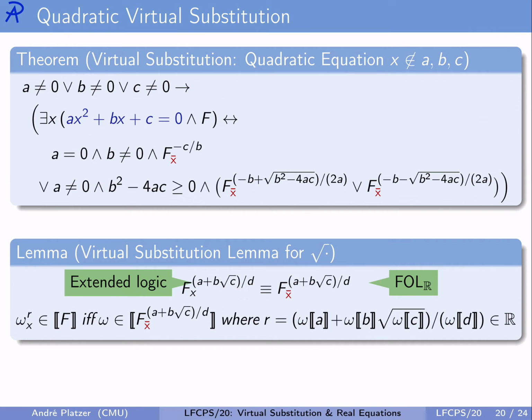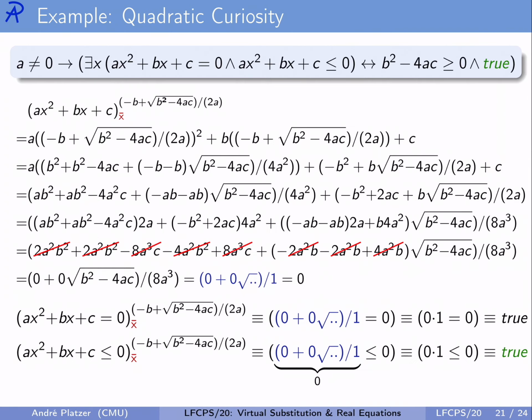And of course, these things are true only if the square roots are well-defined and the divisions are well-defined, but that's precisely what the rest of the formula is already checking. We're only using this division by B if B wasn't zero. We're only using this division by A if this A wasn't zero. We're only using the square roots if the discriminant is actually greater than zero, so only if the square root is actually well-defined. Now, this is the move between syntax and semantics at will lemma for the virtual substitution that we use in order to cover the case of quadratic equations.